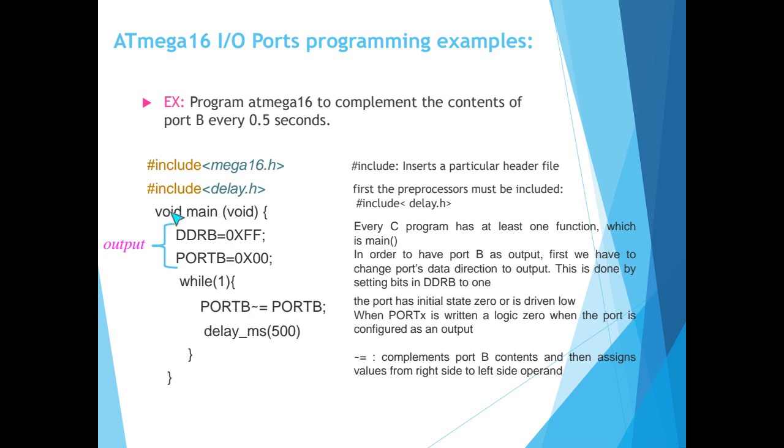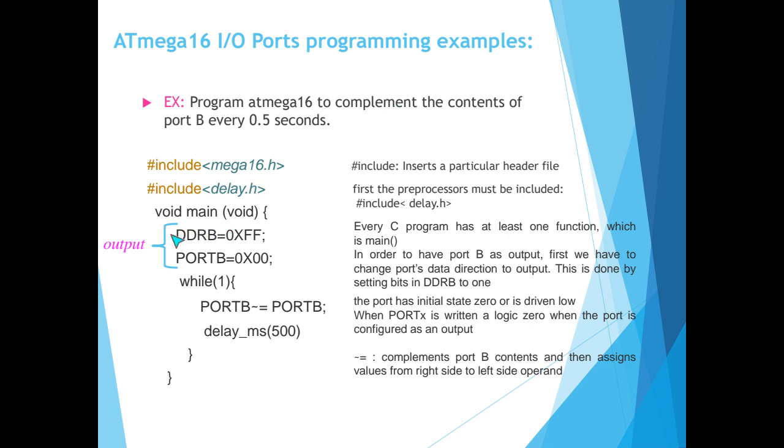However, at first we're starting with our main function. It is void type: void main, curly braces open, curly braces closed. So the program wants us to complement the contents of port B. Then we need to configure port B as output, and then we need to complement its content.